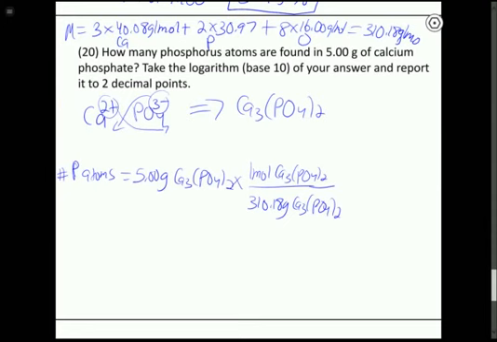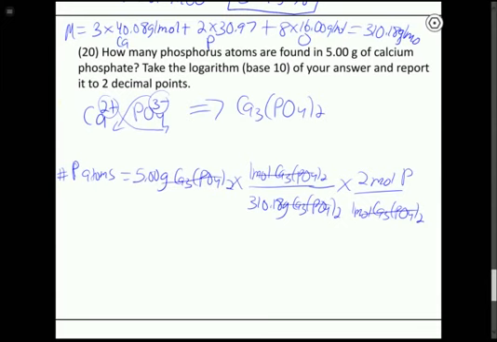So that gives us moles of calcium phosphate, but we're interested in the number of phosphorus atoms. So we have to figure out how many moles of phosphorus are in this. Remember, that comes from the chemical formula. PO4 taken twice, there's a total of 2 moles of phosphorus for every 1 mole of calcium phosphate. So let's take stock of our units. Grams cancel, moles of calcium phosphate.